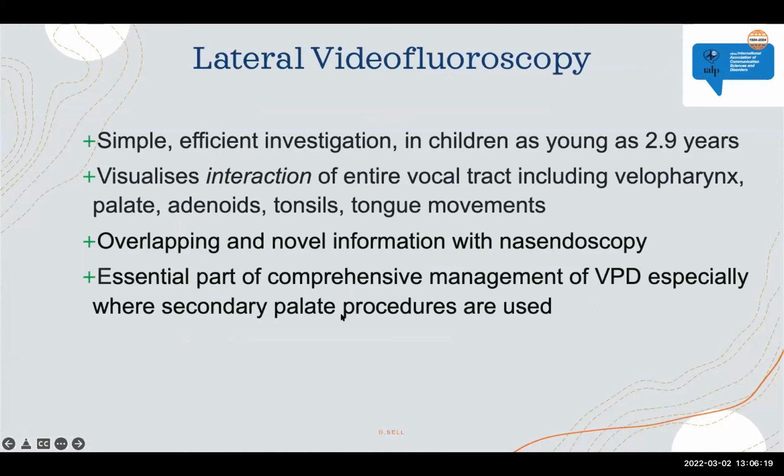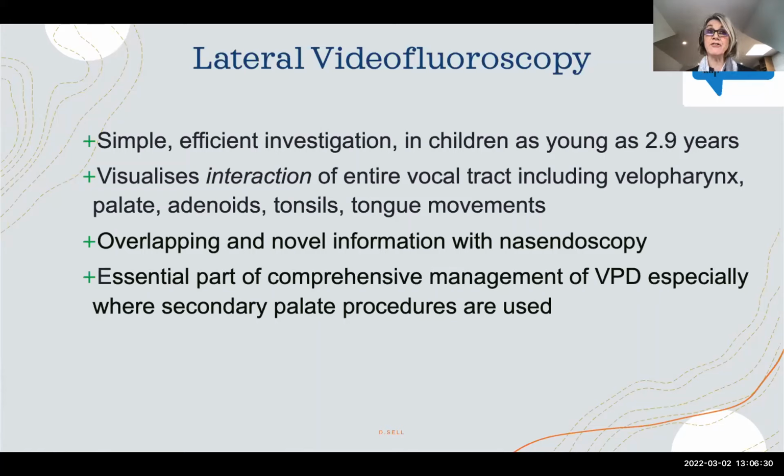So this final part is just a little bit about lateral videofluoroscopy. Now, this is part of the gold standard of investigations of velopharyngeal function. In fact, originally described were many more views, 4 views, but lateral videofluoroscopy is widely used, certainly in the UK and in Sweden, but not everywhere in the world, as you've heard. It is, however, basically a lateral cleft which is moving. And it's a simple, efficient investigation which you can do in children as young as 2 3/4.